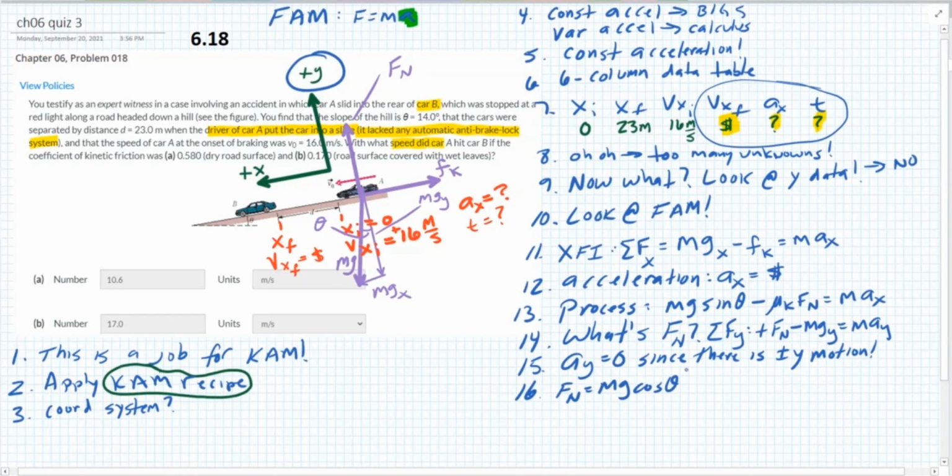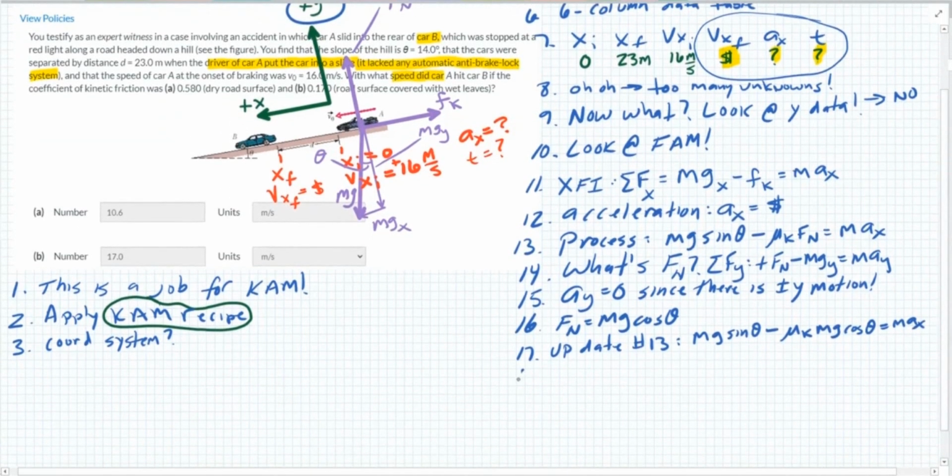Okay, so that should really be pretty straightforward at this point. All right, so now let's update number 13. This is what I have now. Here's my new and improved number 13. mg sine theta minus mu sub k mg cos theta equals m a_x. And there's my answer to acceleration.